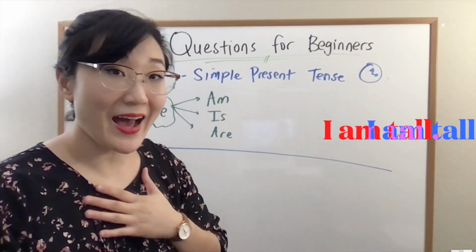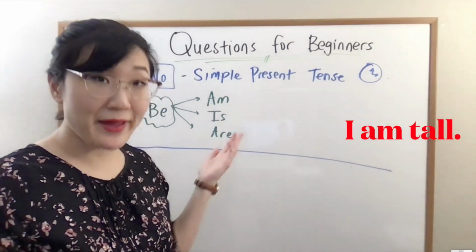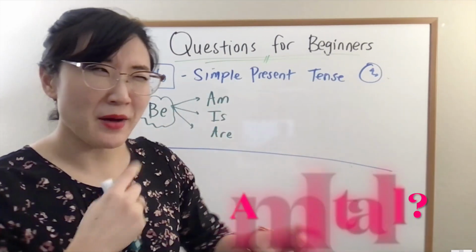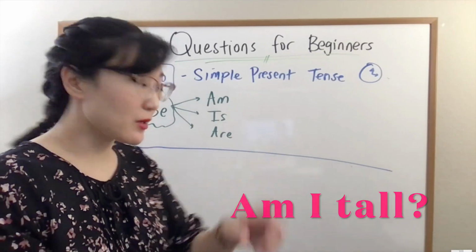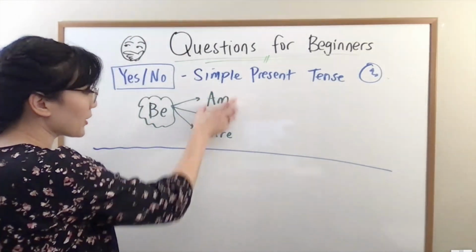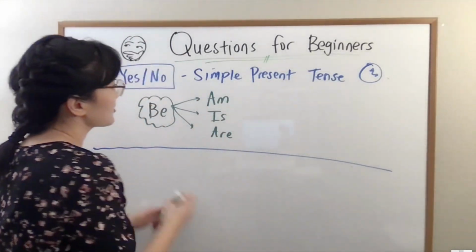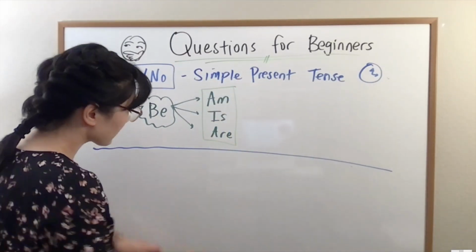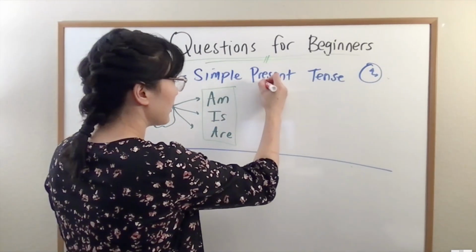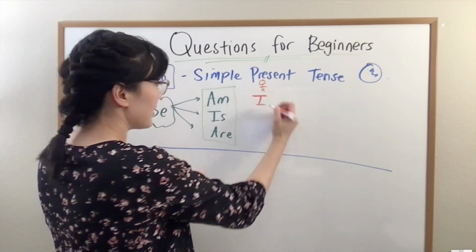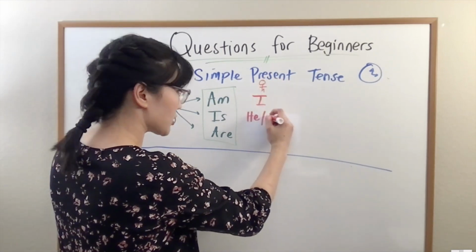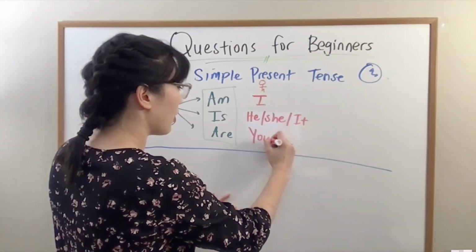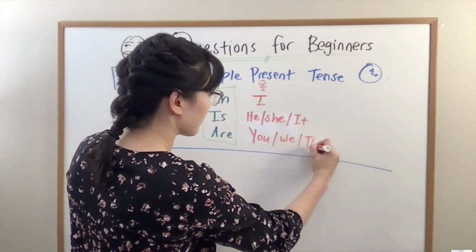If I say I am tall. If I change this, am I tall? The be verb goes first. So for yes and no questions, this will go first. After the be verb, you have who. So for example, am I? Is he? Is she? Is it? Are you? Are we? Are they?